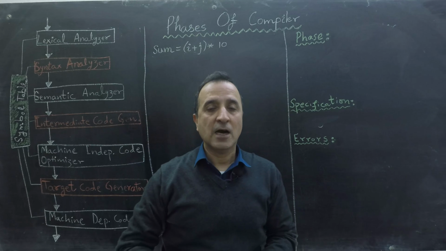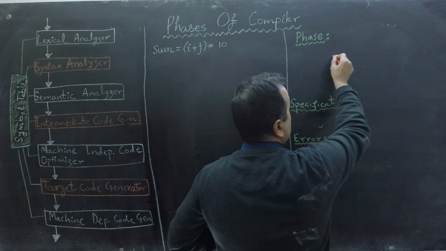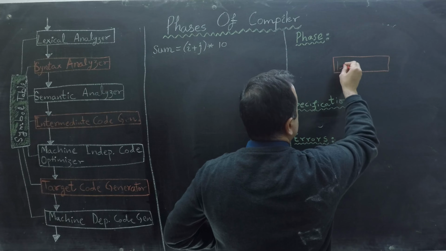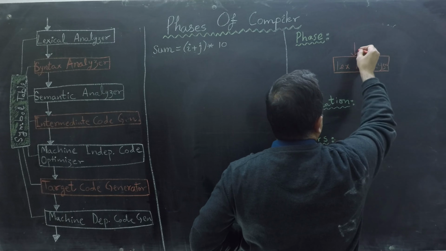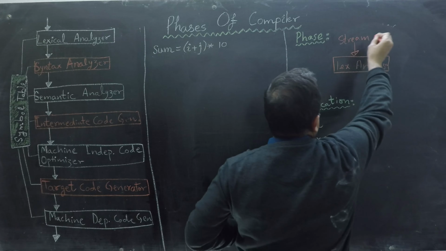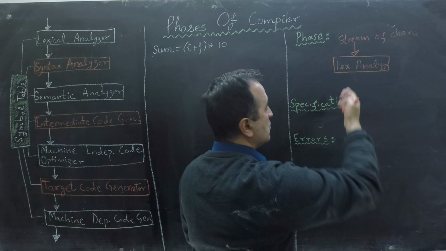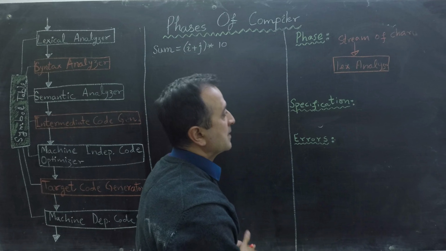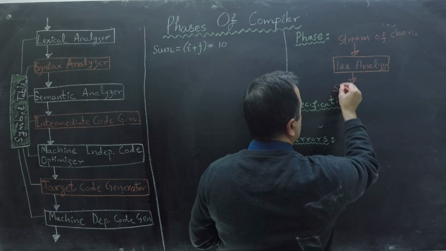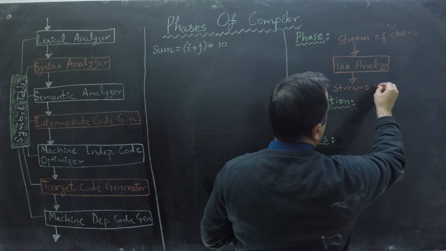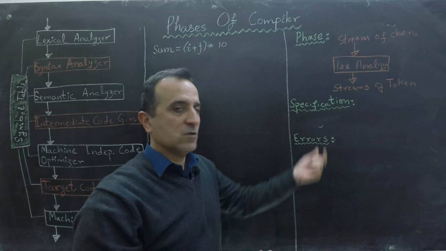Lexical analyzer phase is also known as the scanning phase. So the input of our lexical analyzer phase is a stream of characters. So the input is a source language code, but in the form of a stream of characters. Our output of the lexical analyzer phase is a stream of tokens. So the first question that we should ask is, what do we mean by tokens.